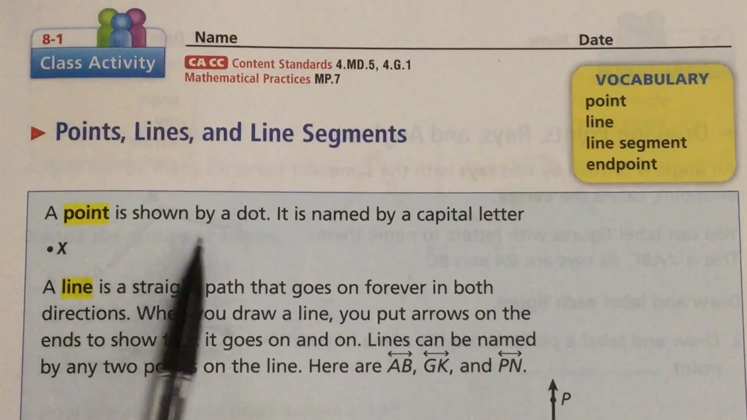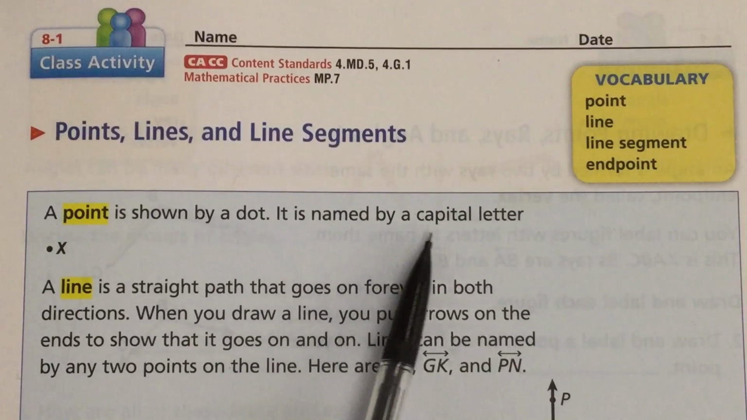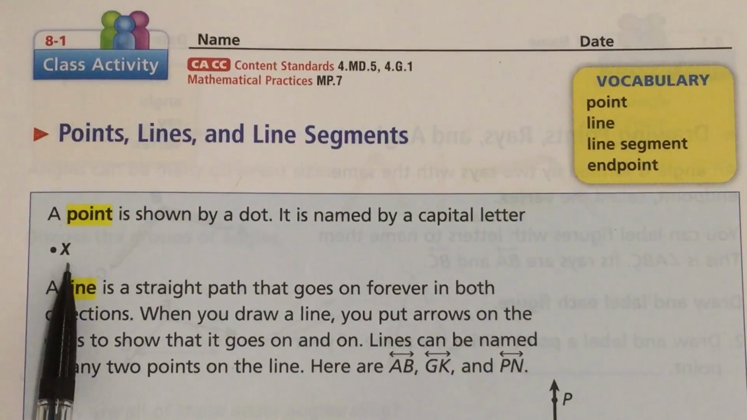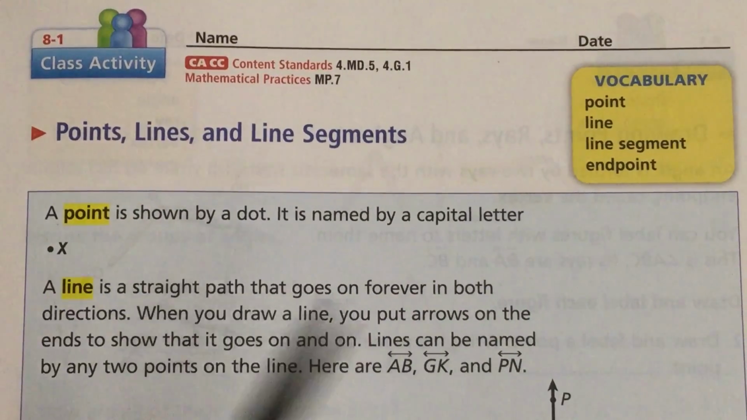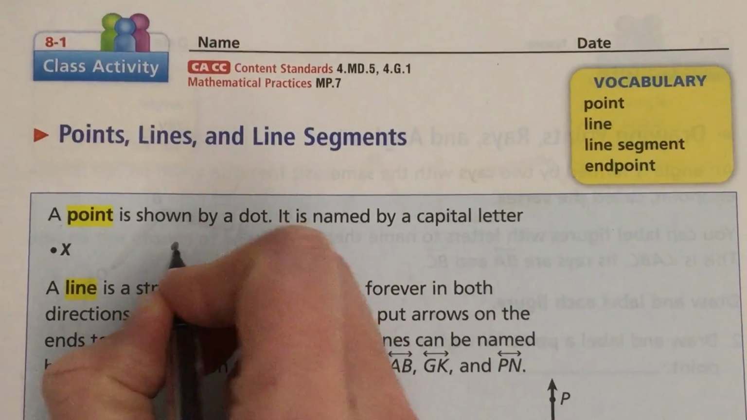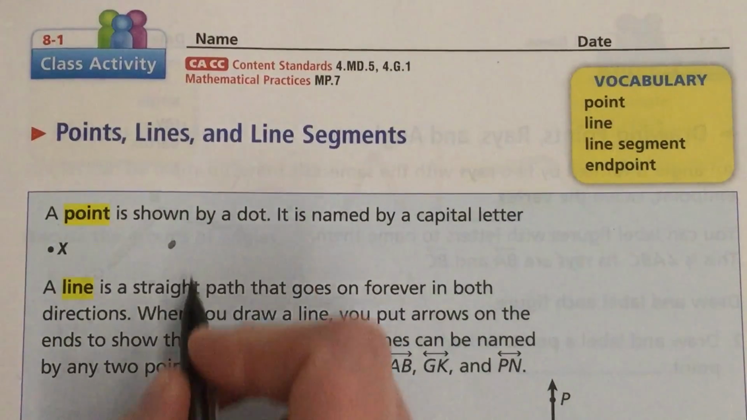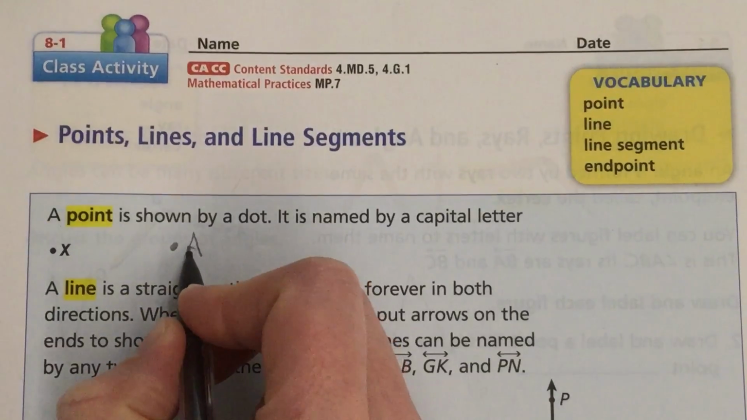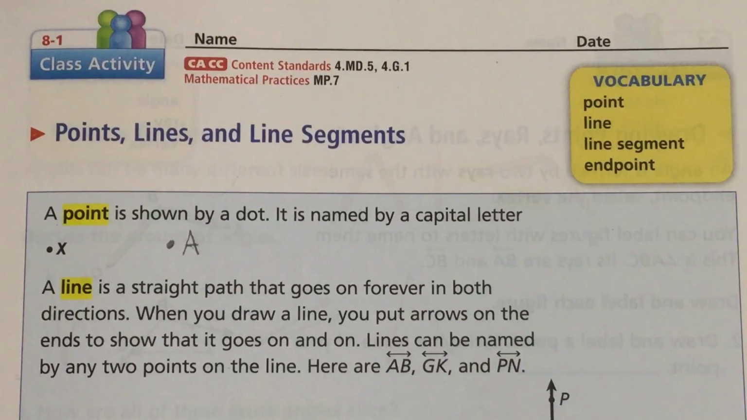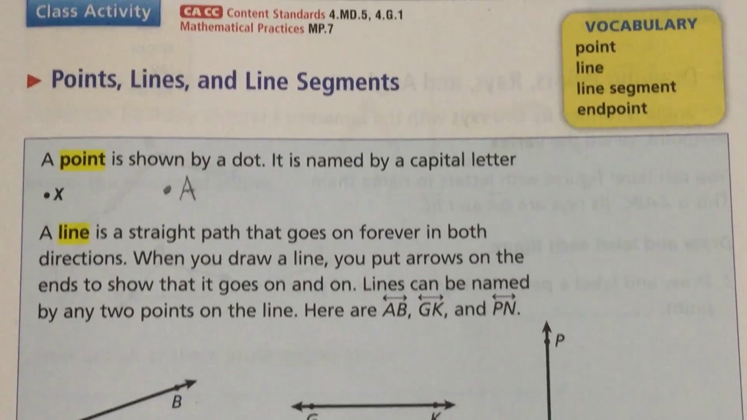We see that a point is shown by a dot. It is named by a capital letter. So anytime you have a point, you have to draw a dot, and then you have to name it by writing a capital letter. So there I have drawn and named dot A. Point A, sorry, I've named point A.